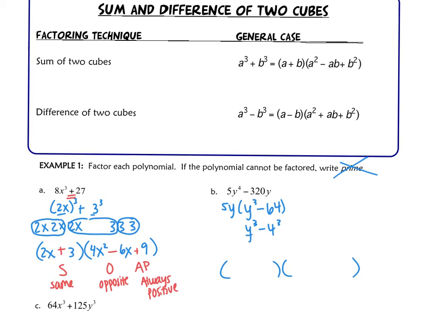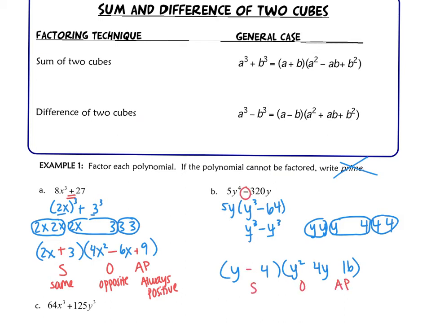Remember, the first factor, I'm just taking these two, so y and 4. Second factor, this is where I need to write out. So I'll do y, 4, 4, 4. So ignore that sign in the middle, it doesn't matter yet. Circle every 2. y times y is y squared. 4 times y is 4y. 4 times 4 is 16. So then for our signs, remember, same, opposite, always positive. If I have a negative here, I have a negative here. Same, opposite, always positive.